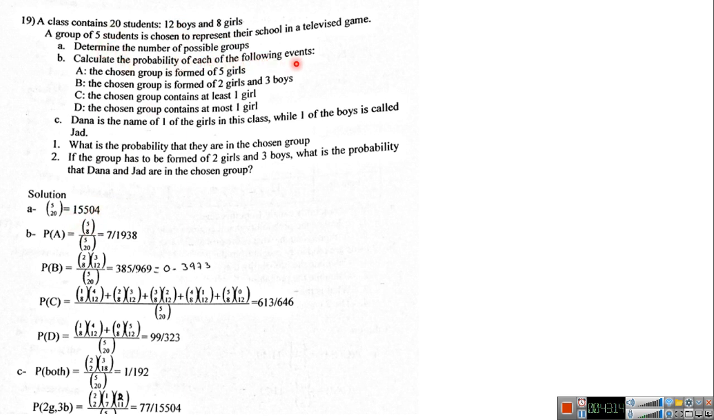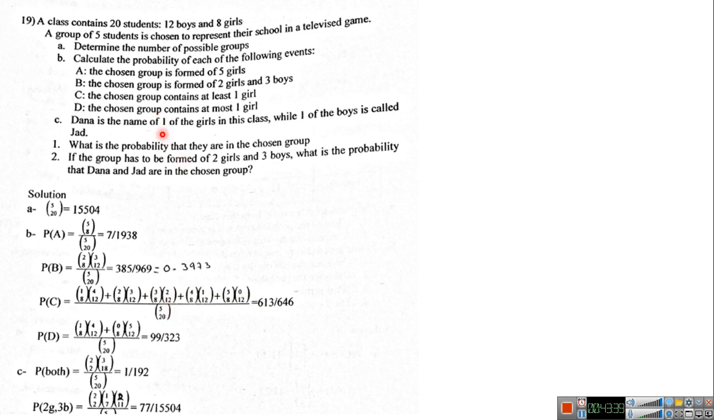Calculate the probability of each of the following events. The chosen group is formed of 5 girls, so it's 5 out of 8 over 5 out of 20. 2 girls and 3 boys: 2 out of 8 and 3 out of 12 over total. At least one girl. You may have 1 girl, 4 boys, or 2 girls, 3 boys, or 3 girls, 2 boys, or 4 girls, 1 boy, or 5 girls, over the total.